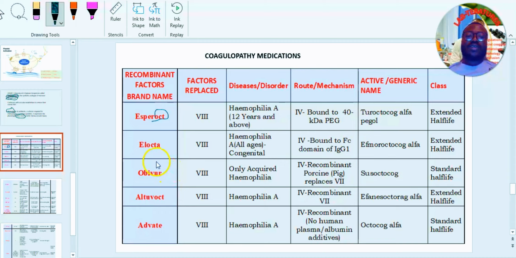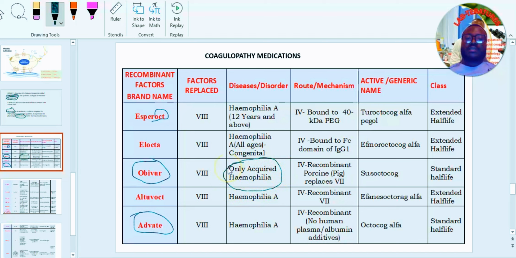And then the ones that you have to just grab without any link are Obizur and Advate. So Esperoct and Elocta are all factor 8 replacements. They are analogs made for replacement of people who have factor 8 deficiency, and it's for hemophilia A. Esperoct is preferred for 12 years and above, whilst Elocta is for all ages. So if there is a child below 12 years who has factor 8 deficiency, it's preferable to choose Elocta and not Esperoct.